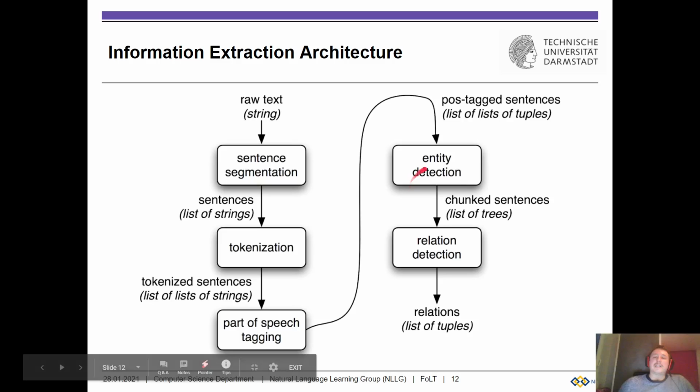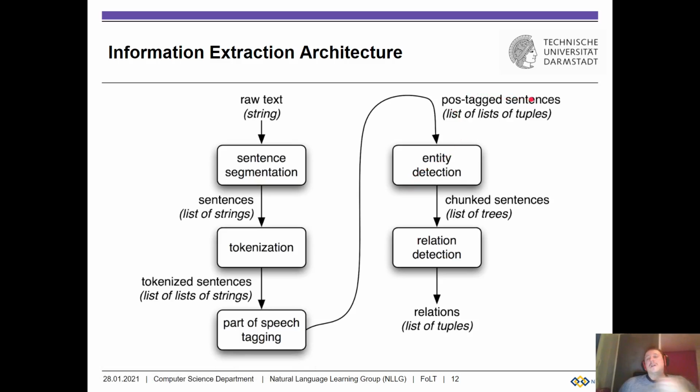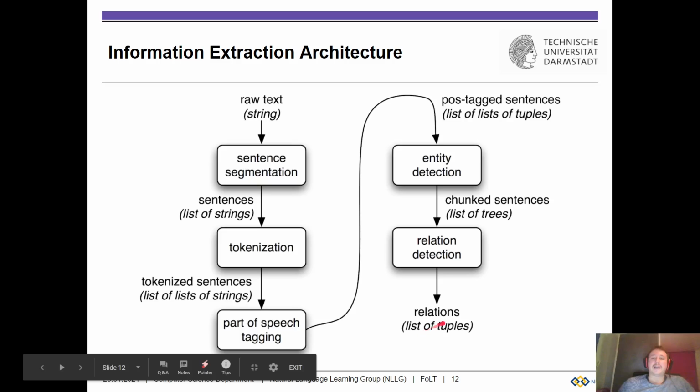Then we detect the entities, so we work on a part of speech tagged corpus. We detect the entities in there. From this, maybe we have a list of trees, depending on how we do the entity detection. And then we also detect the relationship between the entities. And we would get finally the relations, which is a list of tuples as we have seen, and the relations are between entities. So this is the classical NLP pipeline.